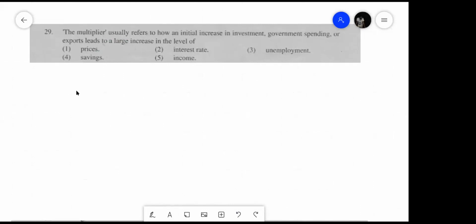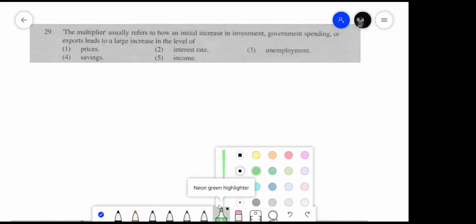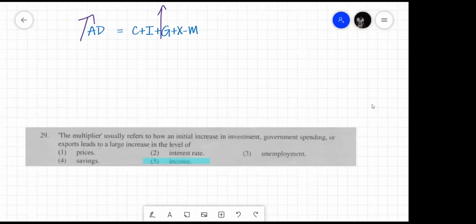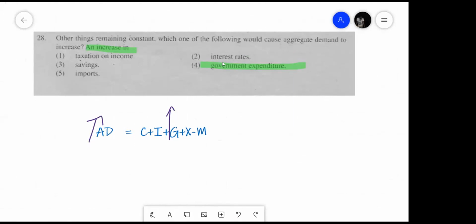Okay, this is also easy. The multiplier usually refers to how an initial increase in investment, government spending, or exports leads to a larger increase in the level of what? Prices, interest rate, unemployment, savings, income? Guys, national income, that's what I told you. When investment or government spending changes, how much does national income change by? That is the multiplier. So pretty direct, guys. You will not get questions as easy as this. Answer number 5. Previous question answer is number 4.